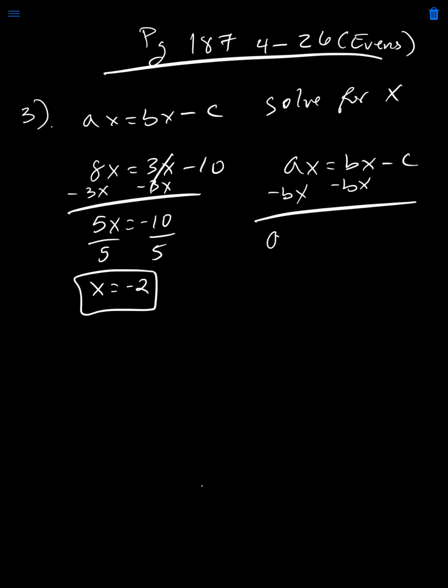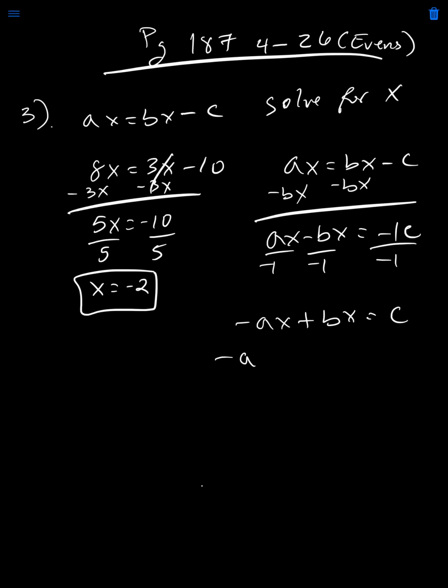Because honestly, here's how I would do this: 8x equals bx minus c. I subtract bx on both sides. This is crazy. Equals negative c, or negative 1c. Multiply everything by negative 1. So that'd be negative ax plus bx equals c. I factor out negative a. Oh no, sorry, not negative a, negative x.